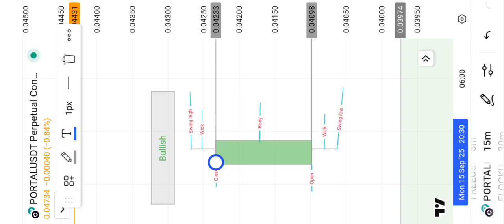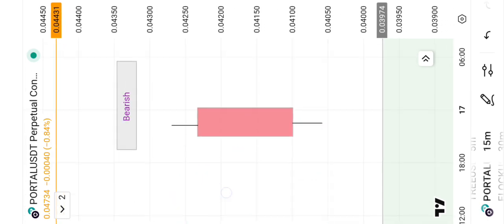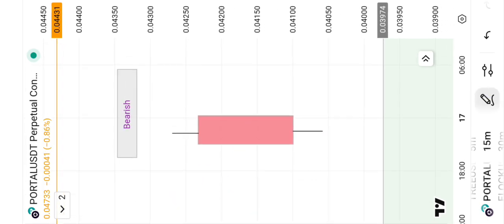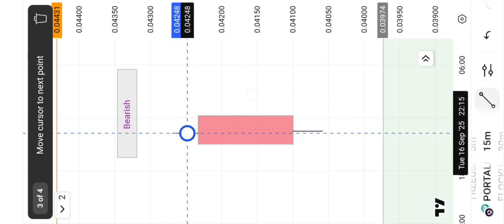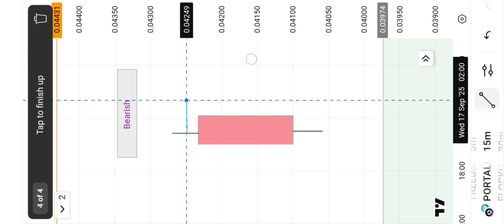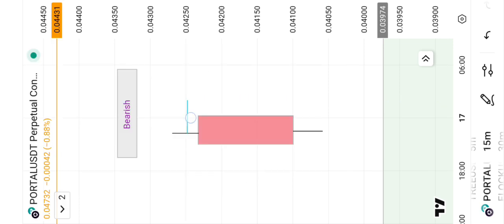Then let's go to a bearish candle. A bearish candle also has a wick, just as you see in a bullish candle. This is the wick of the candle.